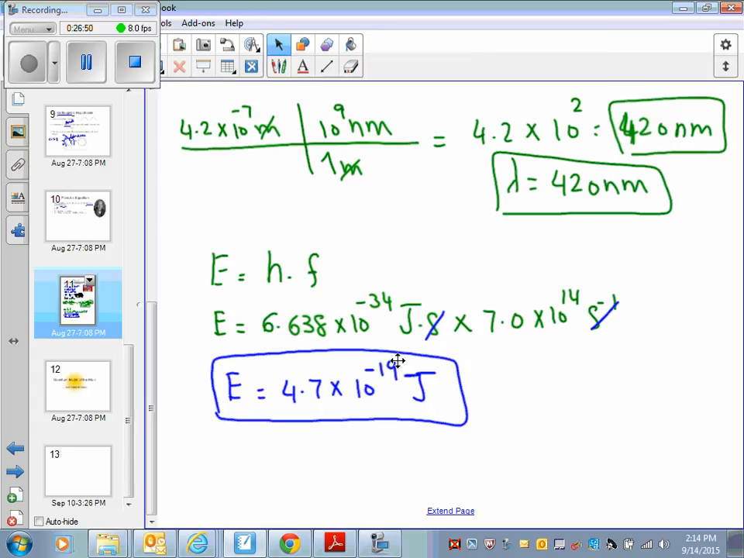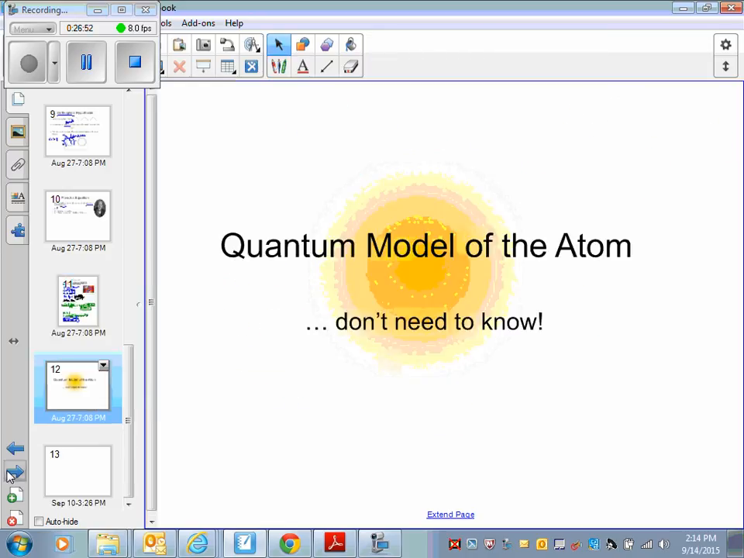So that's about it. The next thing we have is the quantum mechanical model, which we don't need to know. The only thing we wanted to know today was the emission spectrum and Bohr's model.